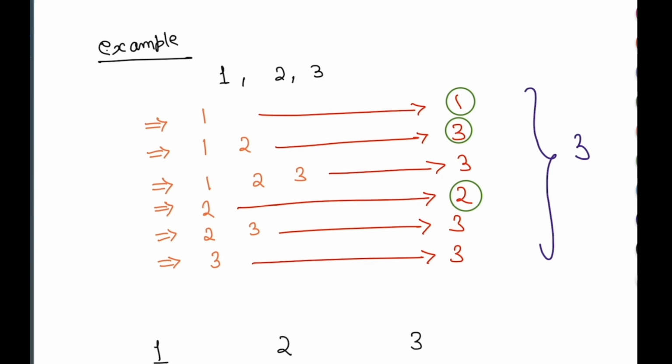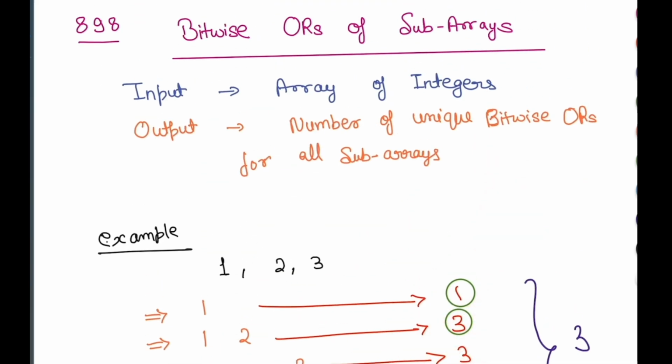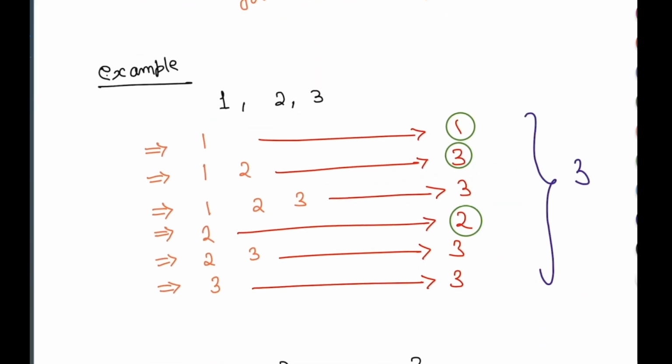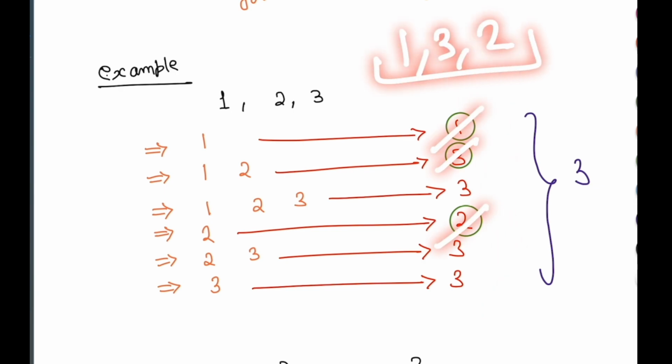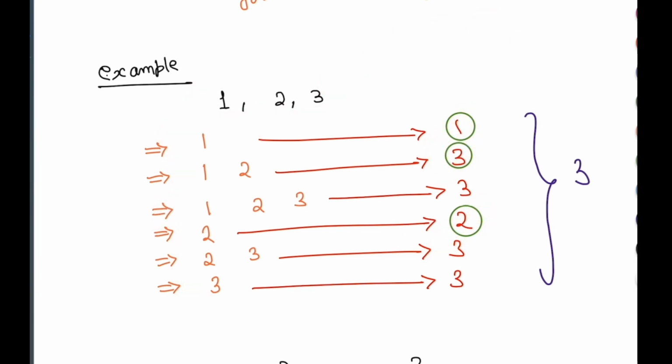We have some duplicate bitwise ORs as well. We have 3 four times. So we just need to consider these four 3's as one because we need to consider only the unique bitwise ORs, right? So what are the unique bitwise ORs we have? We have 1, we have 3, and we have 2. These are the different bitwise ORs we have for all the subarrays for the given input. The total number of unique bitwise ORs is 3. That is what we need to find out.